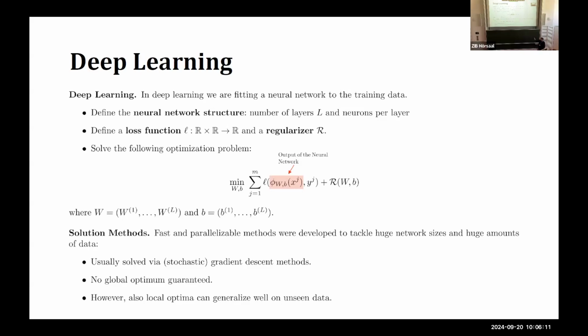So as I said, the solution methods for this will be covered in the tutorial this afternoon. I don't go into detail here. Basically, what you often use is stochastic gradient descent methods. So you're minimizing this by a first order method. It's not guaranteed that you find the global optimum. These neural networks are highly non-convex. So you cannot guarantee global optimality, but it works well.